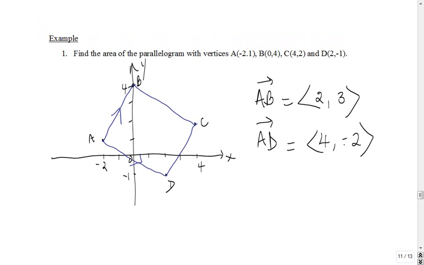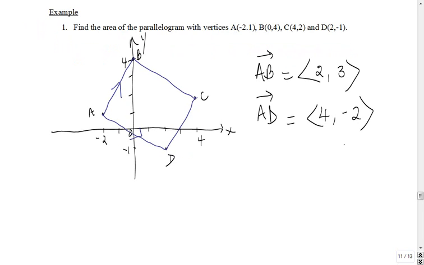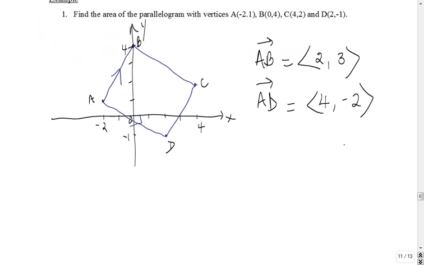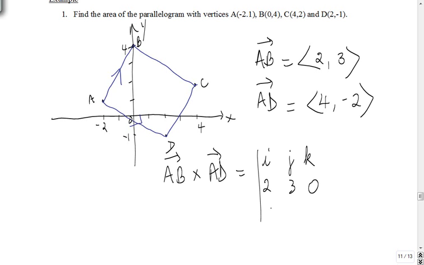Now you find the cross product. Now, by the way, in finding the cross products, you need to have a 3 by 3 matrix. So there's no K component, so you need to put zeros. Okay? So let's find AB cross AD, which is equal to the determinant of I, J, K, 2, 3, 0, 4, -2, 0. That's what you're going to put.